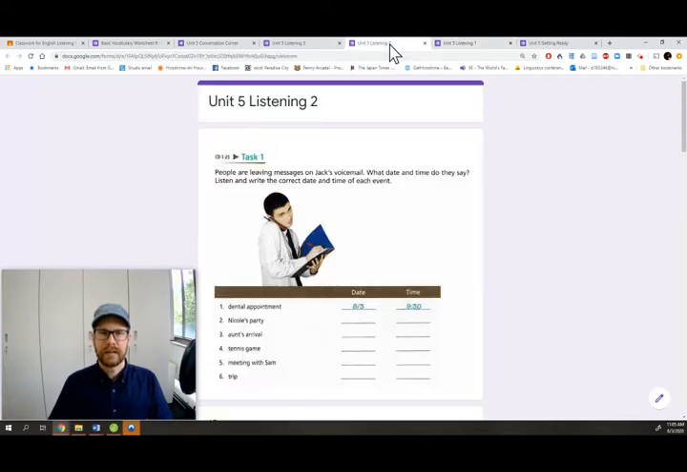And then listening two. So people leave a message on voicemail. So maybe he was not there at the time. So you need to write down when or what time and what date these things happen. So, for example, number one, this is Dr. Costello's office. We're calling to change your dental appointment to August 3rd at 9:30 in the morning. So the date is August 3rd.